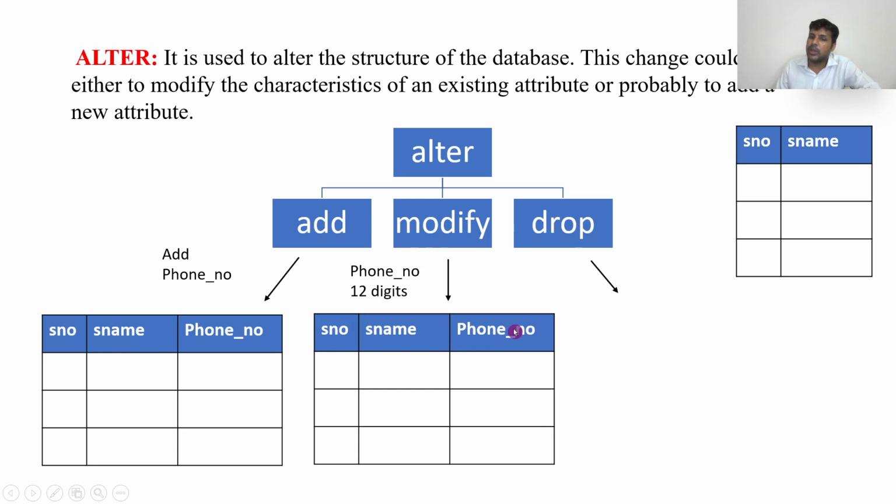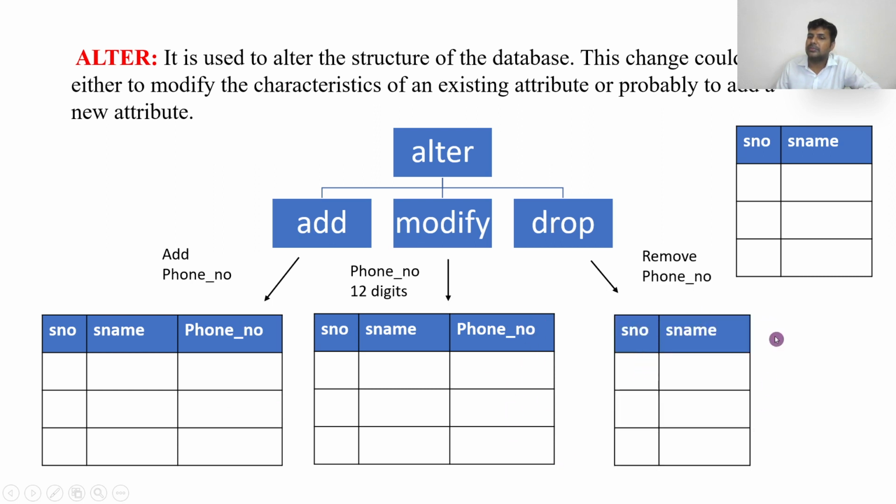Suppose I want to remove the attribute. I thought to add the phone number, but now I don't want to add the phone number, I want to delete it. To delete, what will you do? Alter drop. Now I have removed the phone number. So to remove we use alter drop, to add we use alter add, and to change the characteristic of an attribute, for example changing the size, phone number 10 digits, 12 digits, we use modify, right?